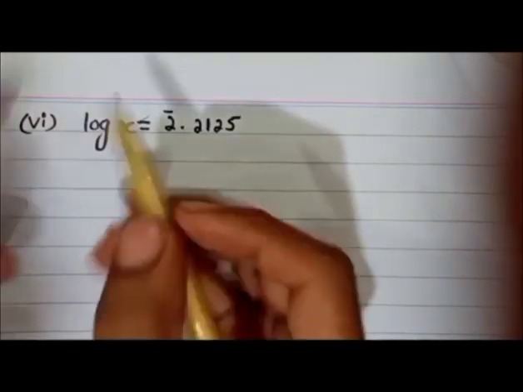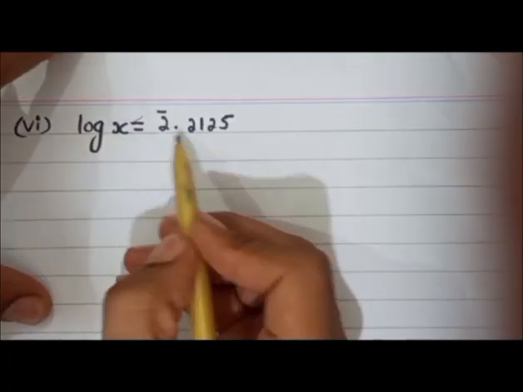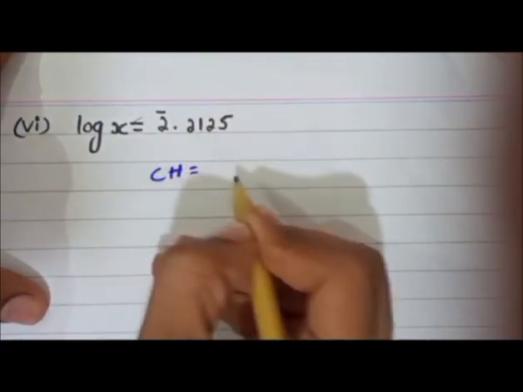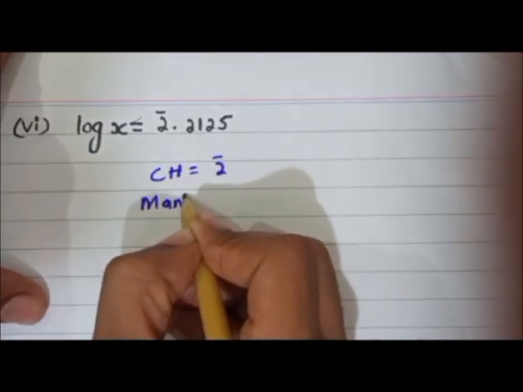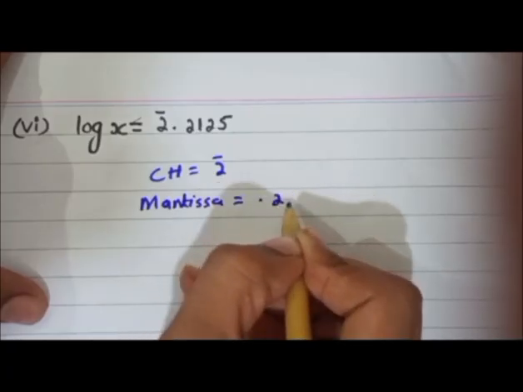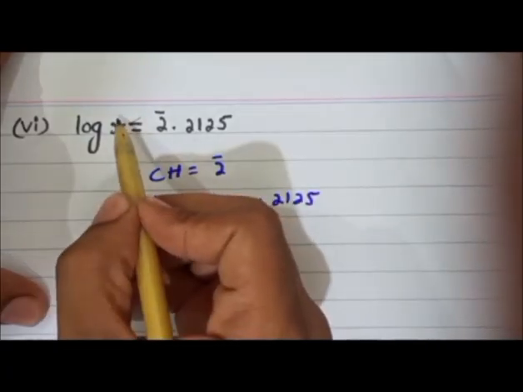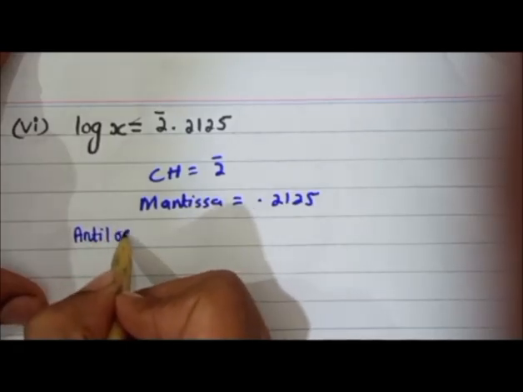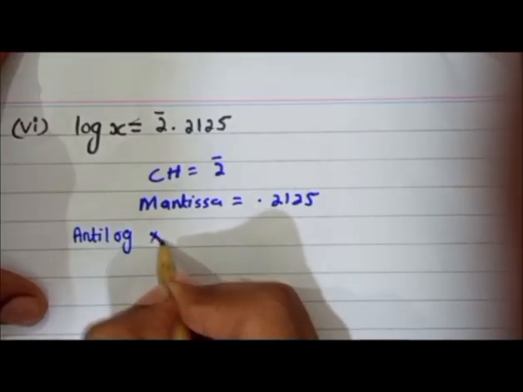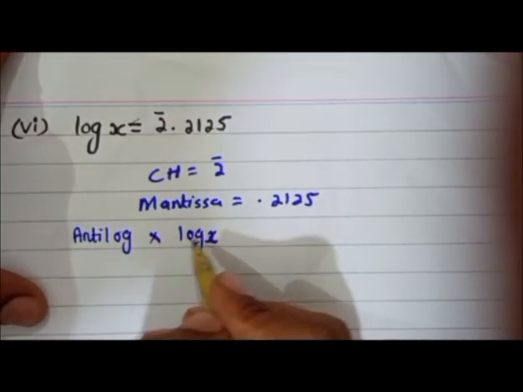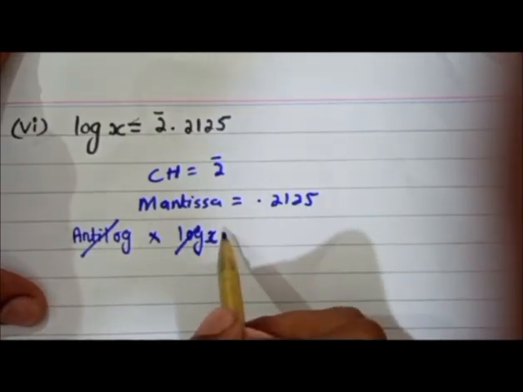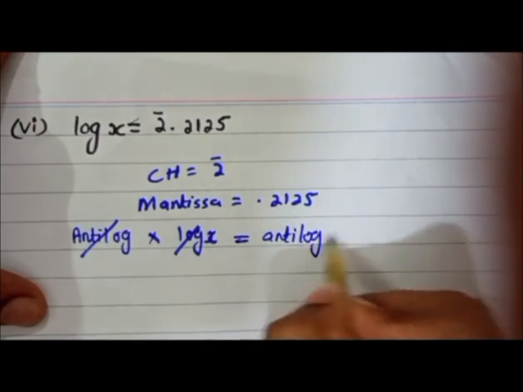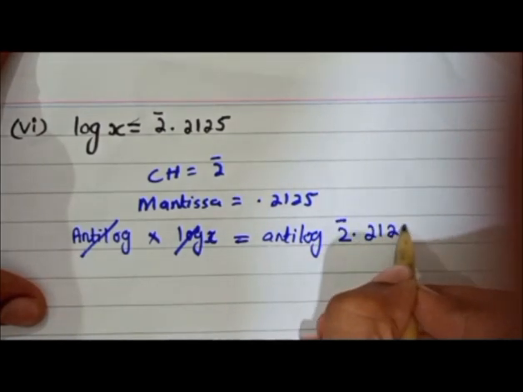Okay, come to another question. Question number 6. Log x is equal to minus 2.2125. So first of all, what is the first step? I will separate the characteristic, which is minus 2. So my mantissa is 0.2125. For finding out the value of x, I need to cancel log. For cancelling log, I will bring its opposite, that is anti-log, and multiply. So this log will be cancelled with anti-log. So what will remain? x is remaining. So x is equal to anti-log of minus 2.2125. So this is my value.